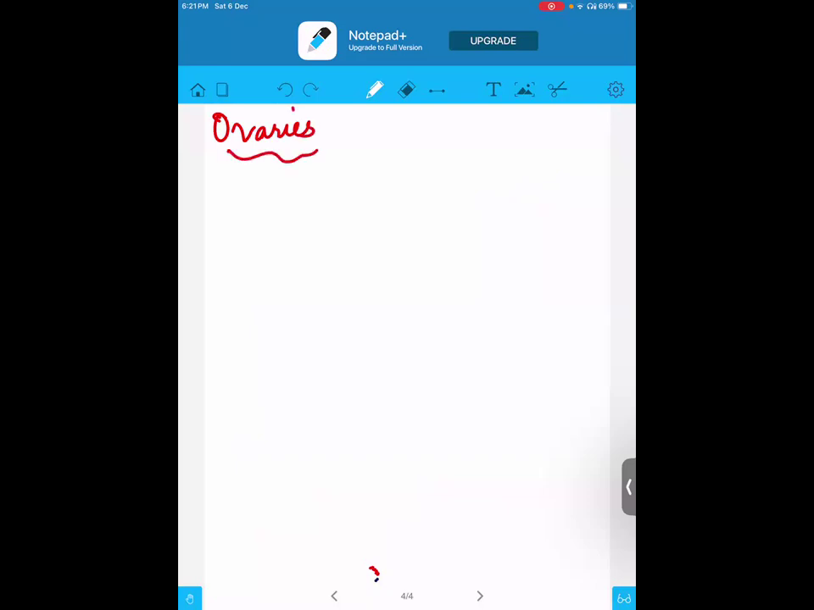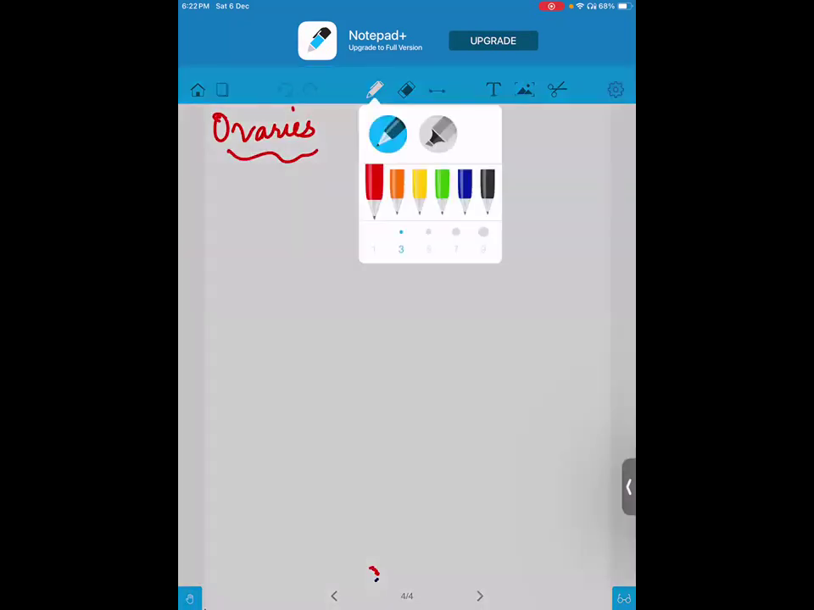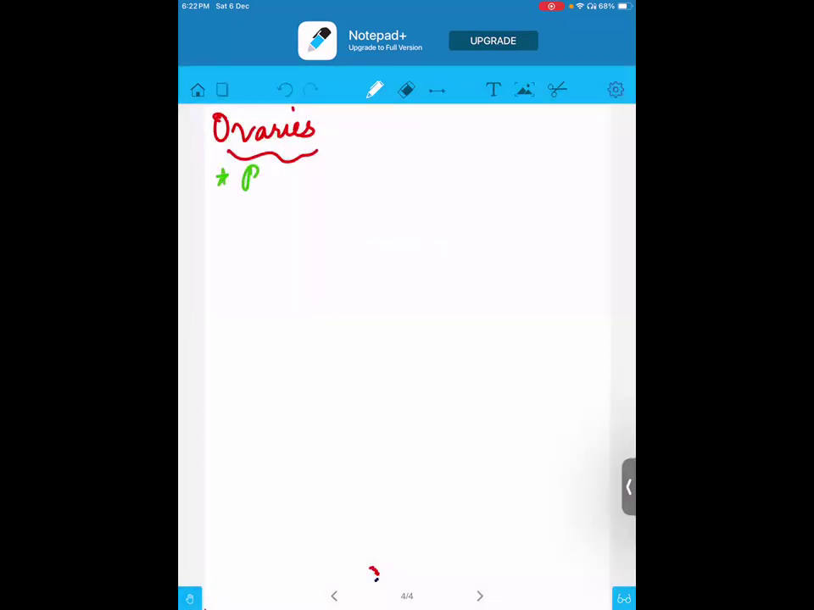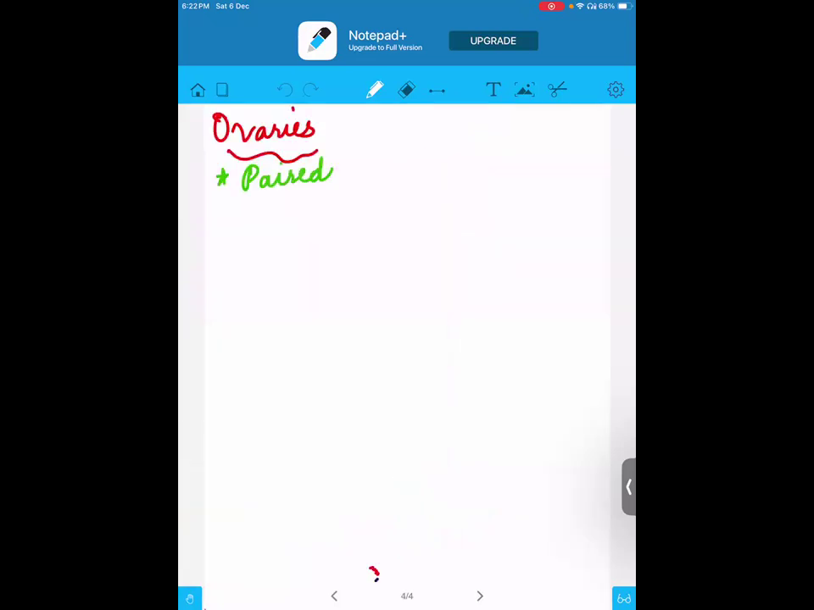Ovaries. So the first part of it is the ovaries. You can see on the left hand side and the right hand side, both sides have many eggs. These eggs are present in a part called the ovaries. Inside the ovary, the eggs will be produced, and the eggs are also called ovum. So the first point related to the ovaries is that they are paired. Why are we saying paired? Because they are present on both sides. On the left hand side the ovary is there, and on the right hand side the ovary is there. That is why we say paired.